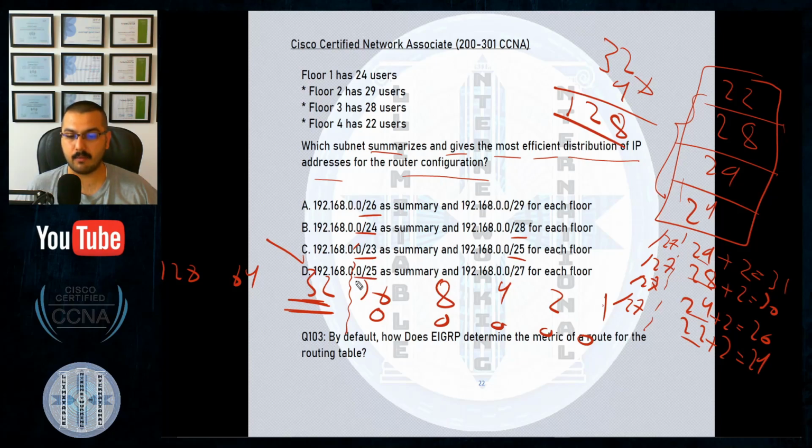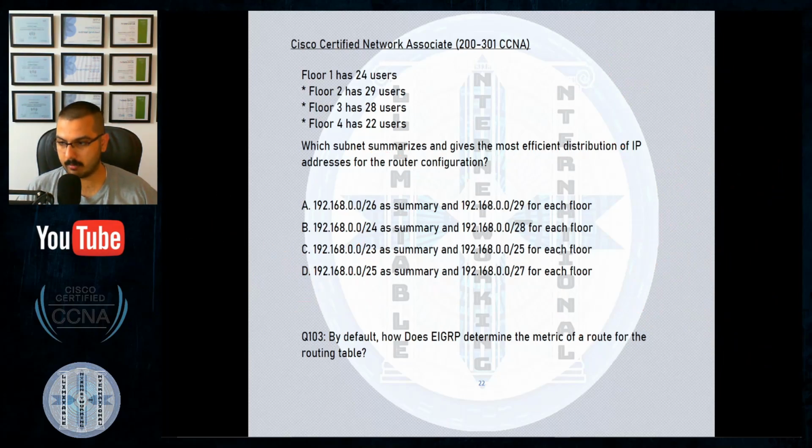/25 will give me a maximum of 128 IP addresses. Good so far. And each floor should be /27. Yes, we know that. So D is the correct one for this question. I hope that was clear for you.